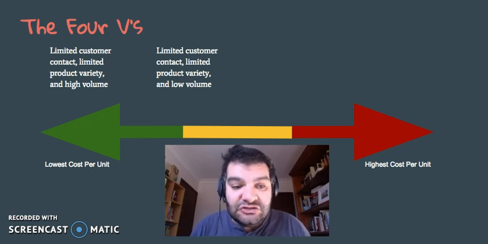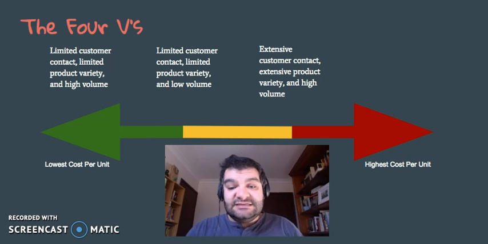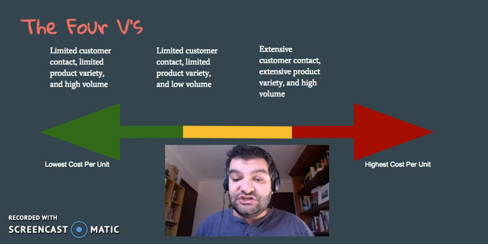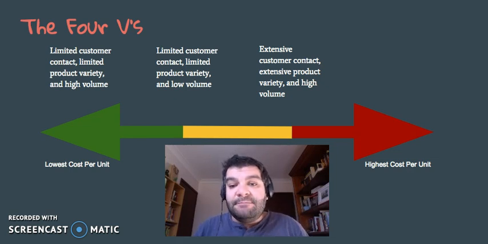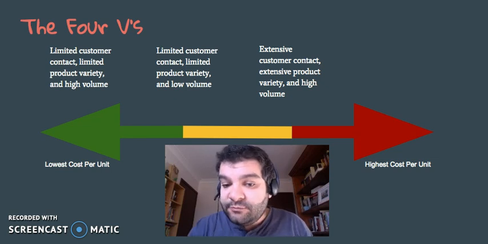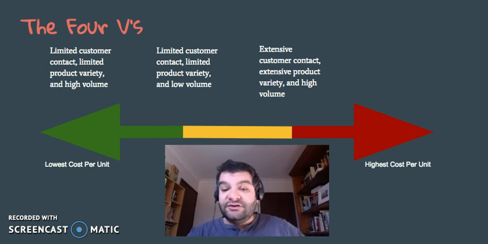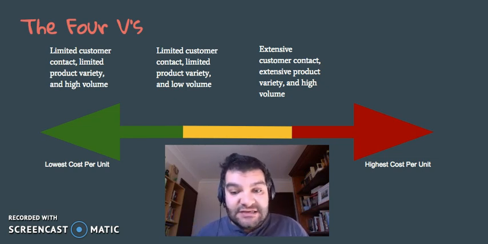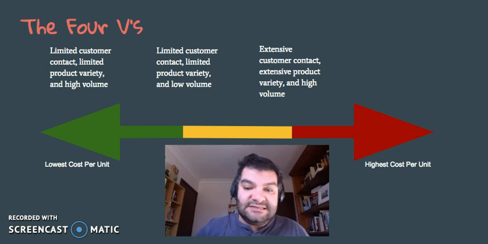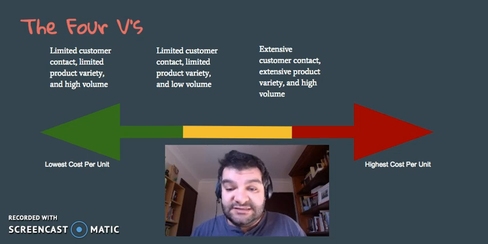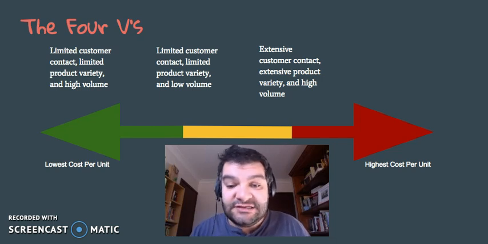Then we have extensive customer contact, so you're really putting a lot of resources into finding out what people want. Extensive product variety, so you have a lot of variations in what your product actually is, or a lot of different versions of it, and high volume, so you're still mass producing here, making a lot of these products at a time, which brings the price per unit, or the cost per unit, down.